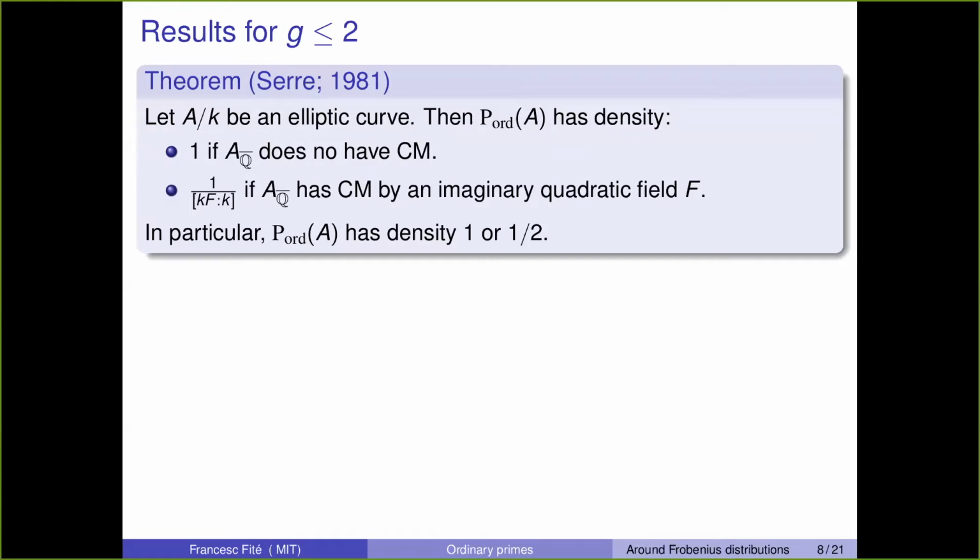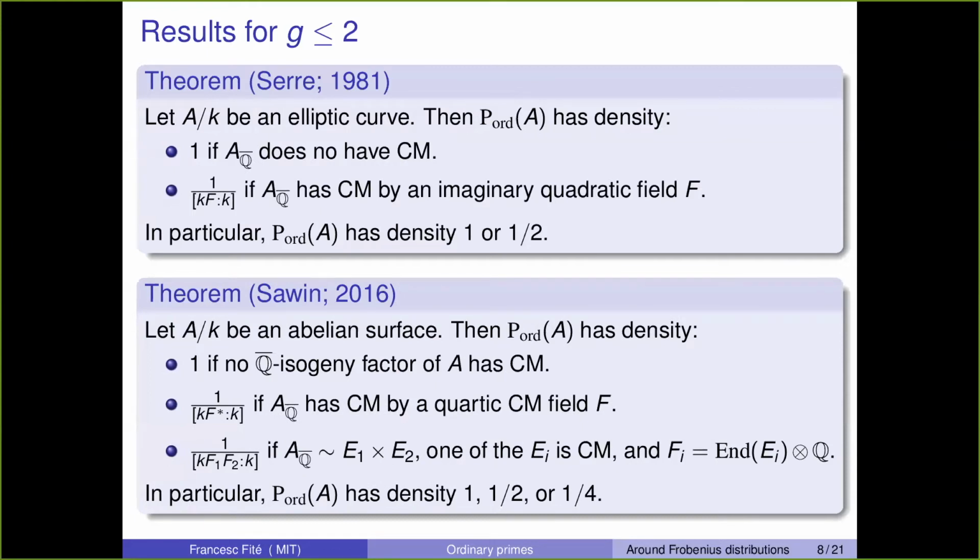So we have a conclusive answer in dimension 1, and we have an equally conclusive answer in dimension 2, and this is due to Will Sawin. Will Sawin shows us that the density of the set of ordinary primes for an abelian surface can only attain 3 values: 1, 1/2, or 1/4. And moreover, he tells us that this density is 1 if the abelian surface does not have any Q-bar isogeny factor with complex multiplication.